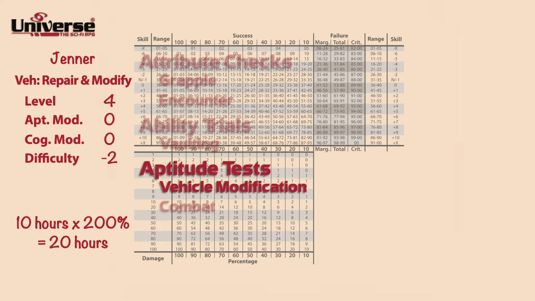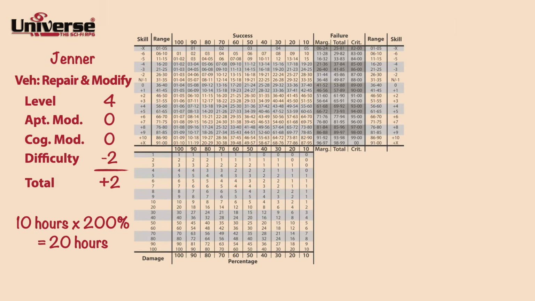These hours don't need to be worked consecutively. Jenner works the hours, and then we roll the dice. Jenner is level 4 in this aptitude, and he has a -2 modifier for the difficulty of the task. This leaves him with a +2. We follow the skill column on the performance table to the +2 roll, and we roll. With a 42, Jenner is 20% successful.